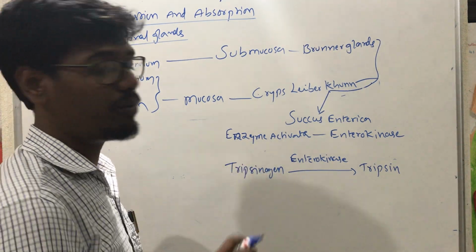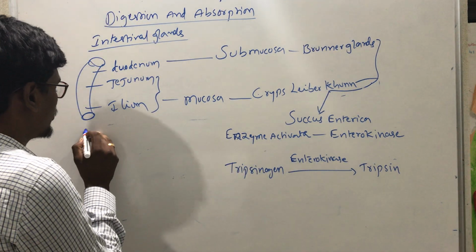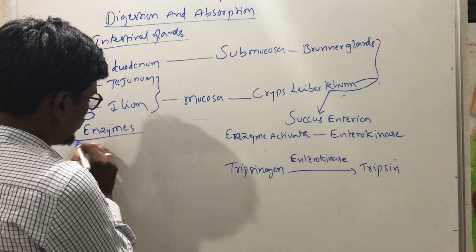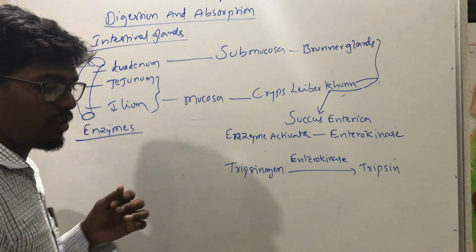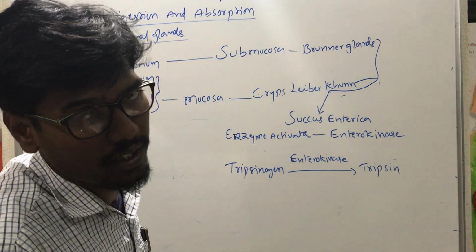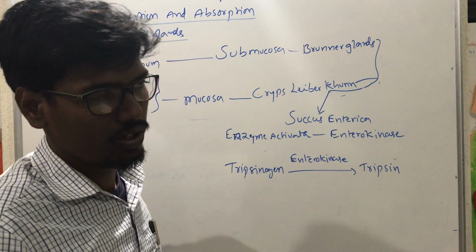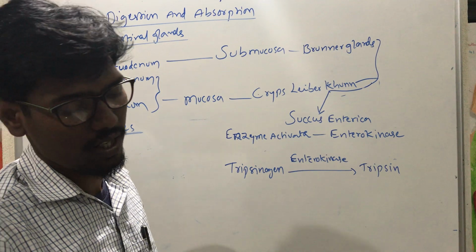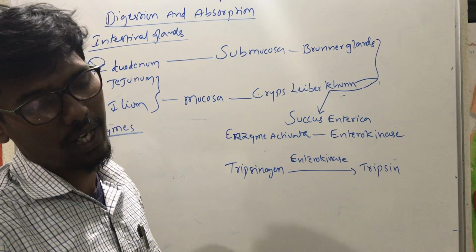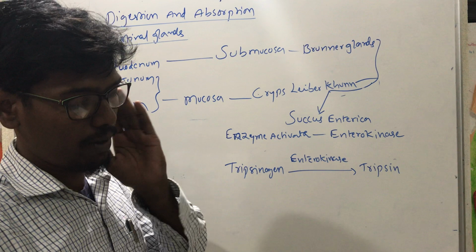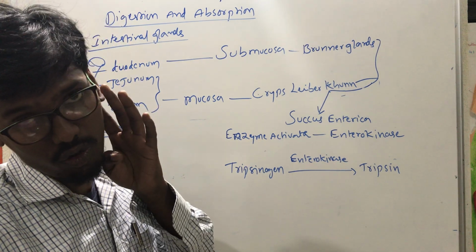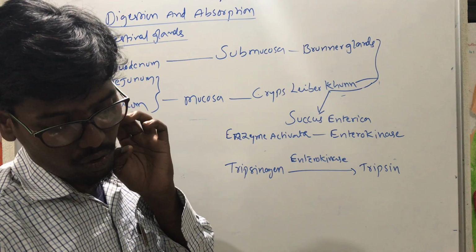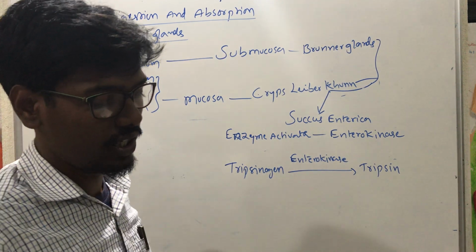So what enzymes are released? How many enzymes are released? Six enzymes are released. So what are the enzymes? The first is tripeptidase, the second is dipeptidase, the third is aminopeptidase, the fourth is nucleotidase, the fifth is nucleosidase, and the last is lipase.